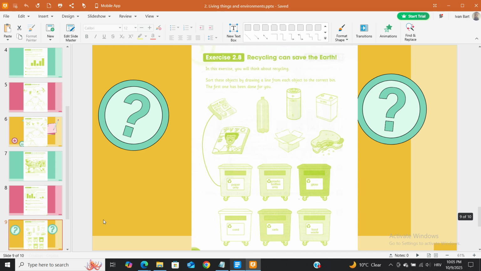Exercise 2.8 Recycling can save the earth. In this exercise, you will think about recycling. Sort these objects by drawing a line from each object to the correct bin. The first one has been done for you.